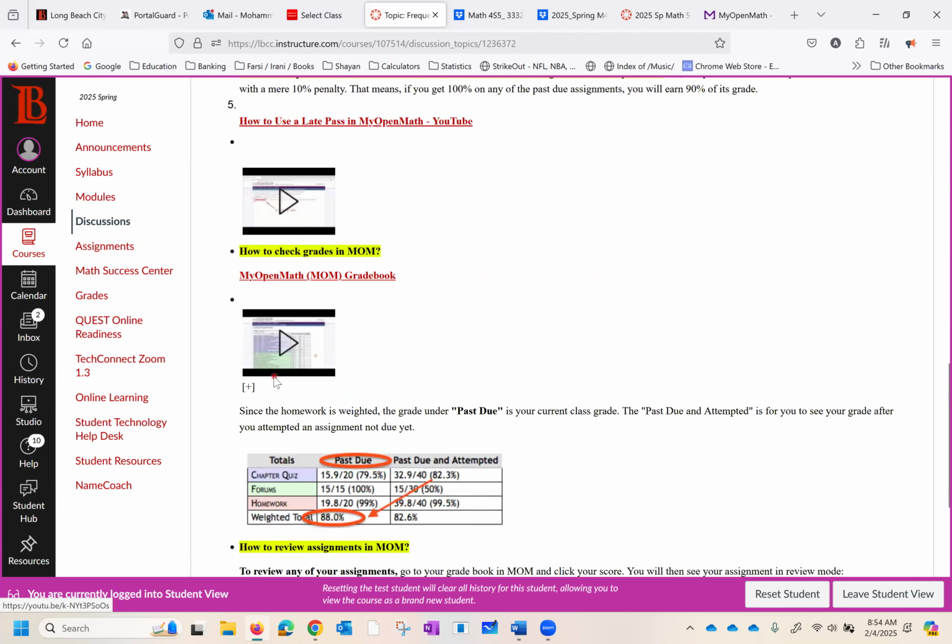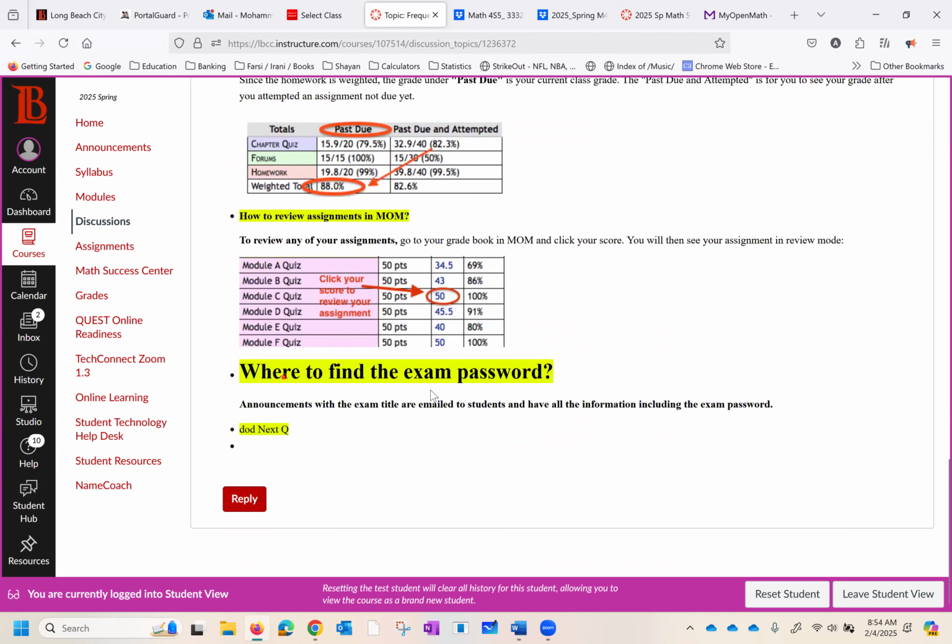Another one which comes up often, please read those, is where to find the exam password. I just mentioned it, and I'm going to mention it again. Basically, it will be emailed to you. If you miss that, just go to the announcements and look for that announcement. It has the same name, Exam 1. It has the information about Exam 1, the number of questions, the password, and so on. Okay, Exam 2, the same thing. So that's the discussion forum, everybody.